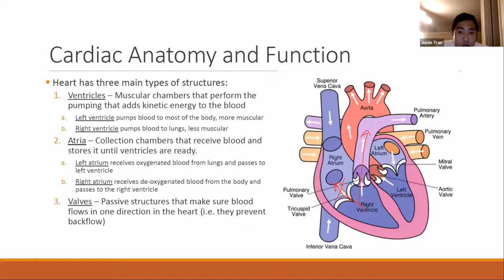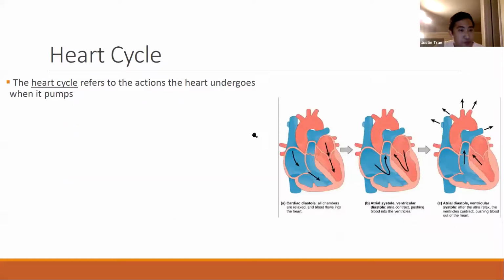And so the valves are there to make sure that that happens. Okay. And you have 4 valves in your heart, which I believe on the next slide we're going to talk about, where they are and what their names are. But this is the basic anatomy of your heart, right? So you have your 2 ventricles, your 2 atria, and then you have your valves that are there to control the flow. Okay. Any questions on this so far? Okay. All right. Oh, I guess we don't have valves yet. I think valves are next.